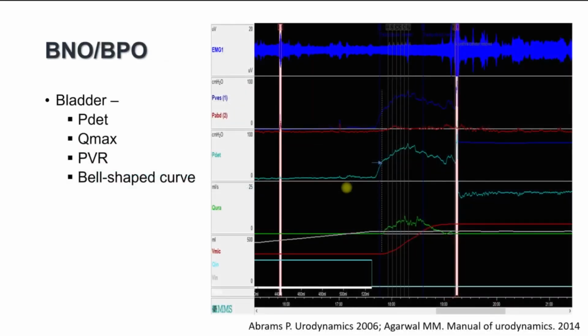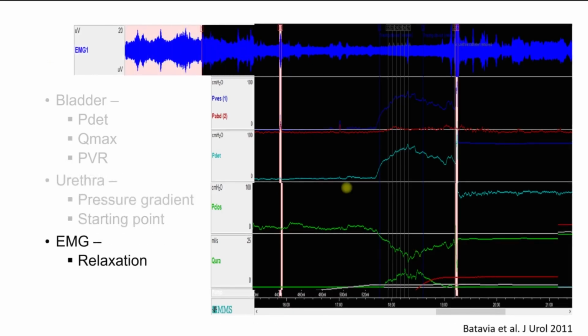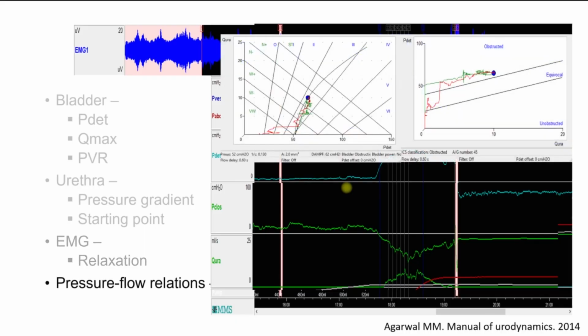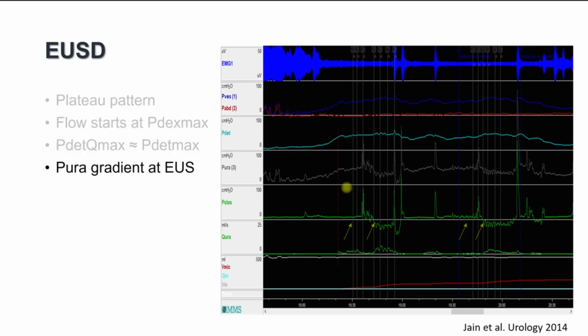So taking this example, in bladder neck obstruction, we can see high pressure, low flow. We can see on UPP, there is a dip right from the bladder neck in the urethral pressure. Then there is an EMG relaxation. And the graphs also show the Qmax in obstructed range. In a sphincter problem, you will see a plateau detrusor pattern. The pressures are relatively low. The urethral pressure profile dip is in the region of the mid-urethra.